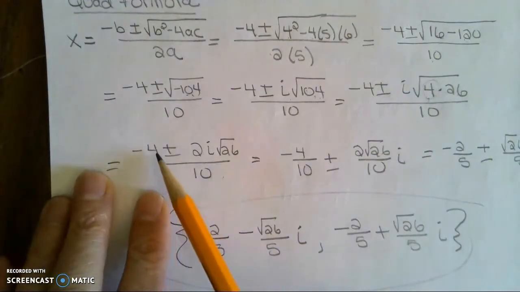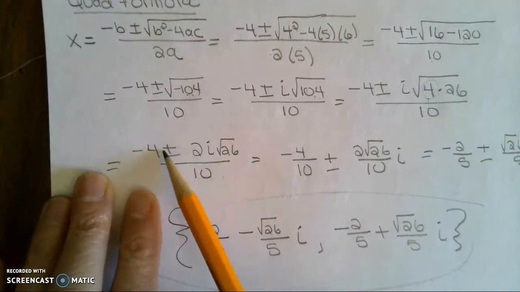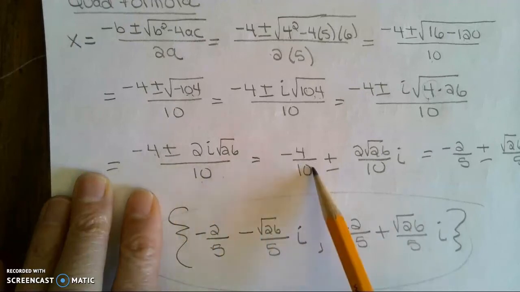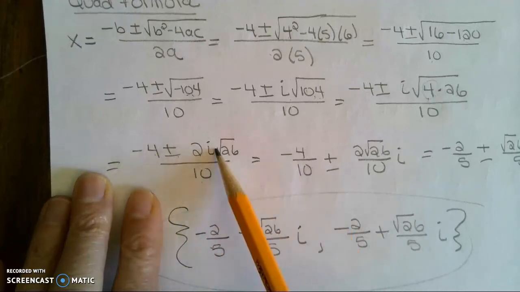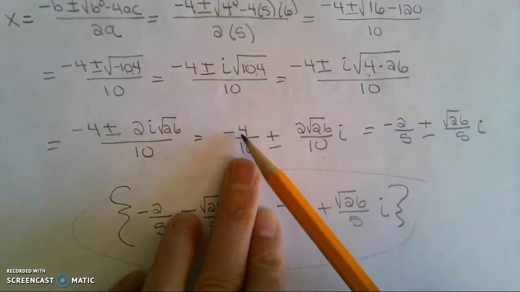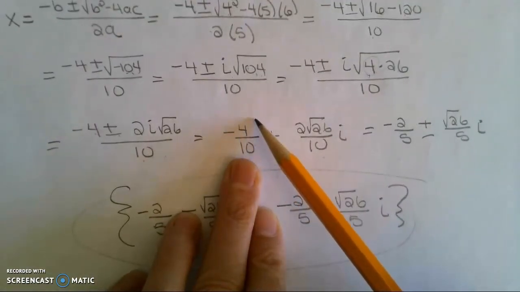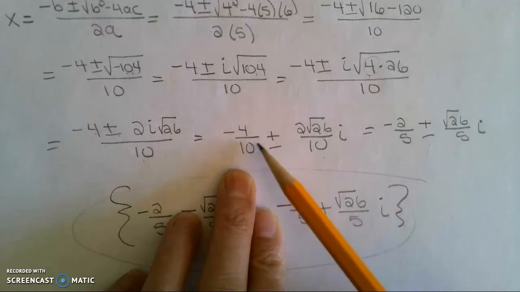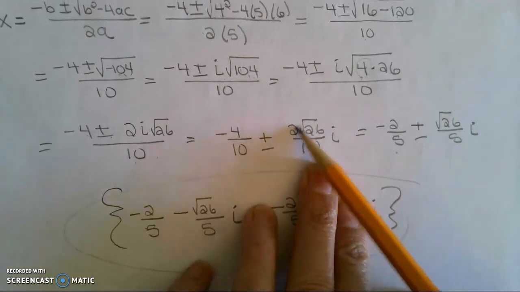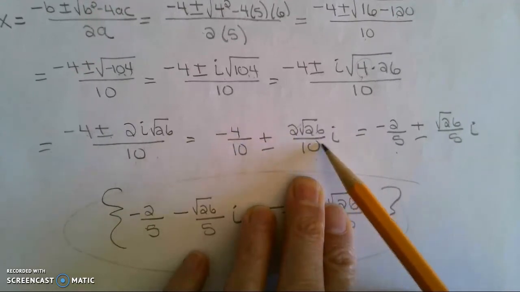Whenever you have a complex solution, you always want to separate the real part from the imaginary part. So I took this over 10, and then my plus or minus, and then this one over 10. And then you want to reduce. So 2 goes in here 2 times, and 2 goes in here 5 times. That's this part right here. Same thing here. 2 goes into here once, and it goes in here 5 times.